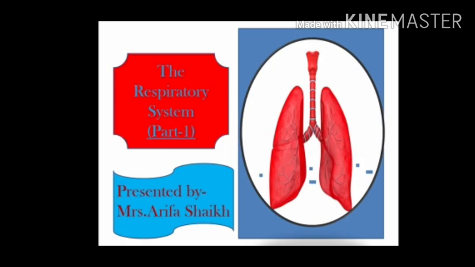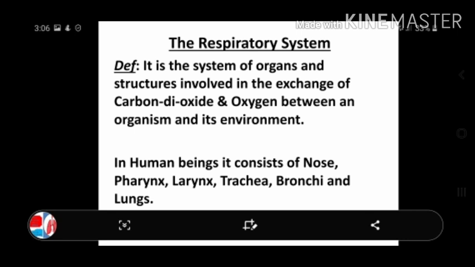The respiratory system. Definition of the respiratory system. It is the system of organs and structures involved in the exchange of carbon dioxide and oxygen between an organism and its environment. In human beings, it consists of nose, pharynx, larynx, trachea, bronchi, and lungs.